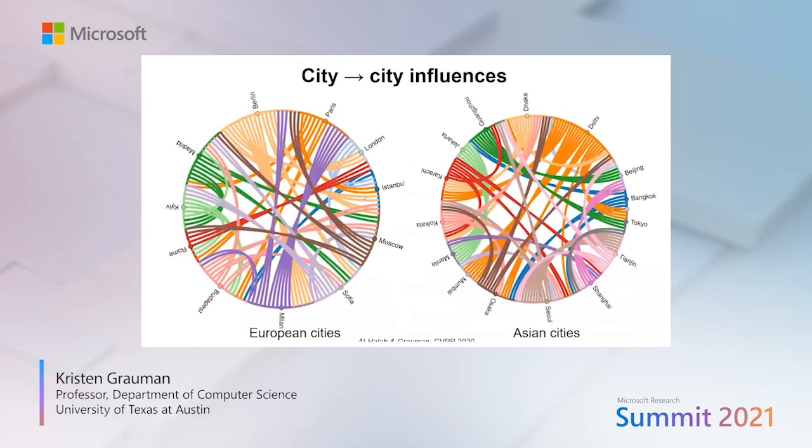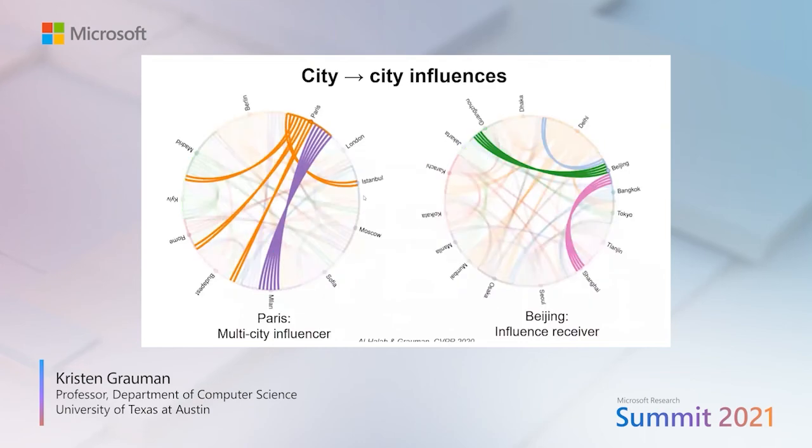And what I'm showing you here are connectivity graphs showing arcs between cities when they have influence relationships. And the amount of arcs has to do with how strong the relationship was according to what we could model from the 7 million images. With Europe on the left and Asian cities on the right, let's zoom in on a couple of particular cities. Here we see Paris is an example of a multi-city influencer where there's a number of outgoing arcs from Paris to other cities showing the strength of their influence. On the right, we have Beijing, which is, according to the data, an influence receiver. So there are multiple cities coming in to influence Beijing's style.